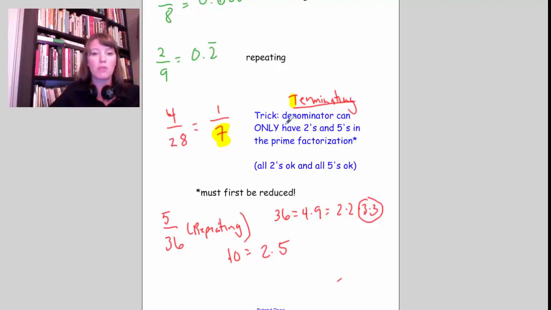Okay, so just remember: reduce it, find the prime factorization of the denominator, and then you know if it's terminating or repeating. And that's it. That's all.